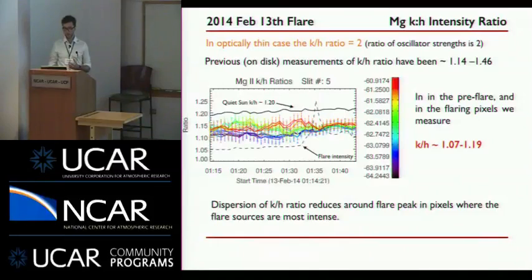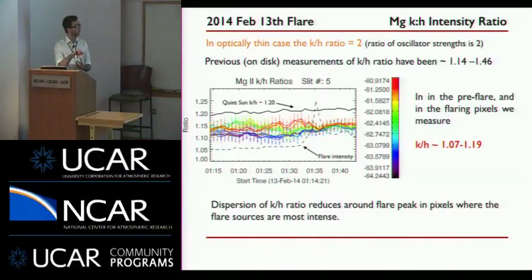And so because we had profiles without a central reversal, we thought, okay, have these become optically thin during some process during the flare? And that would obviously guide our analysis techniques. And so we investigated the K to H intensity ratio. And this is a measure of the optical depth during the flare. In the optically thin case, this would be a ratio of 2. And this has been seen in off-limb measurements where the central reversal is filled in, you get this sort of ratio.